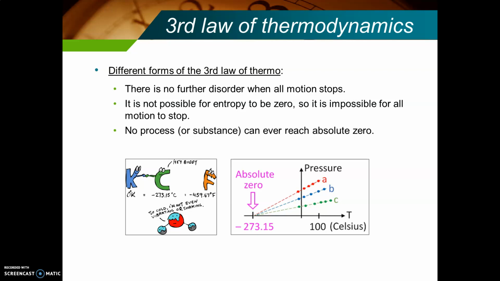So basically, the third law of thermodynamics says that we can never reach absolute zero. It's a cooling point that we can approach, but we can never get there. And absolute zero is minus 273 Celsius, or approximately negative 460 Fahrenheit.